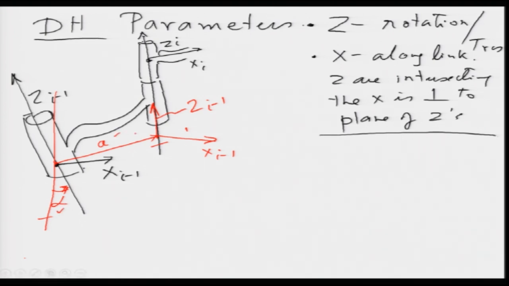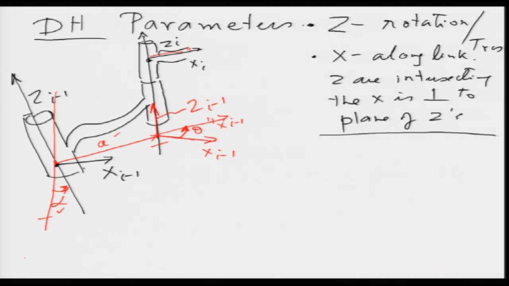Now we find that the x's are not aligned. So, I see my x i minus 1 is here, and x i is here. What I do is I rotate this by an angle theta, and I align such that now the x i minus 1 comes here, and now this x i and the x i minus 1 are parallel to each other. Now these two lines are parallel. So, the z axes are aligned and the x axes are parallel to each other.